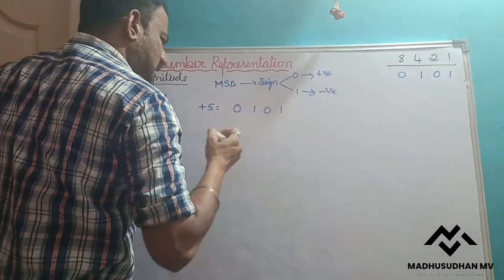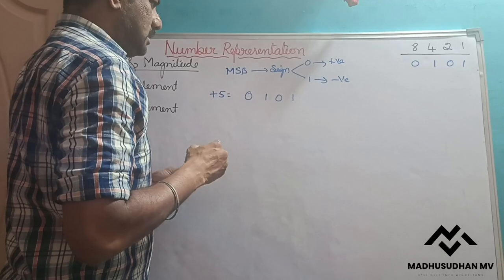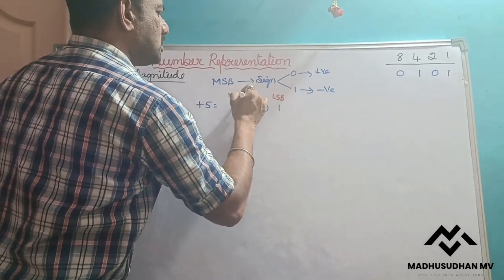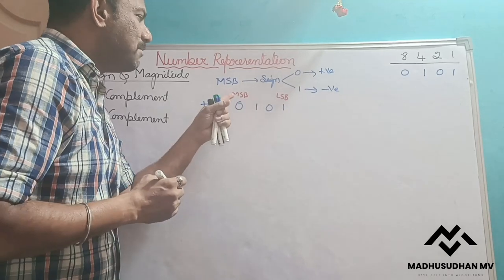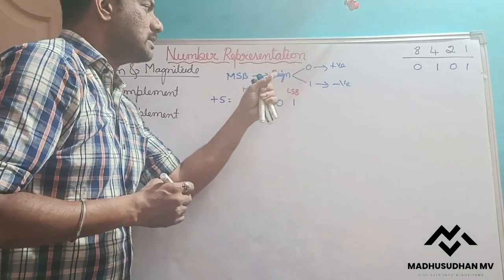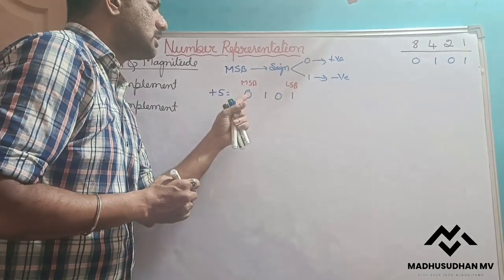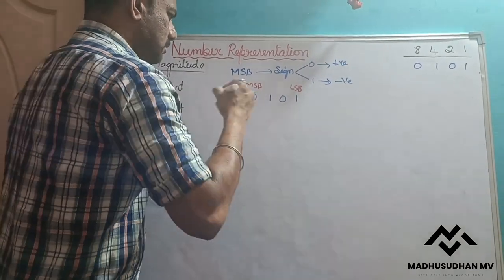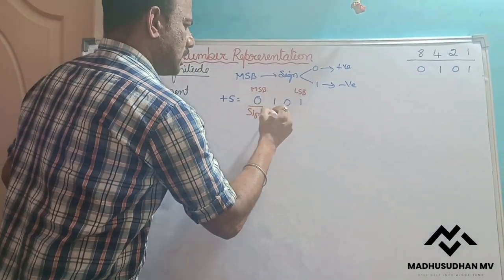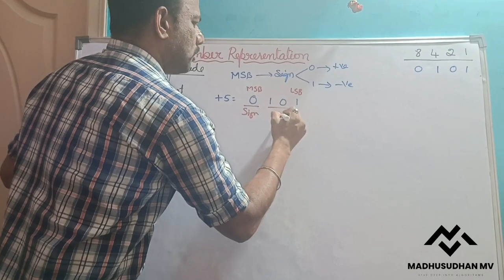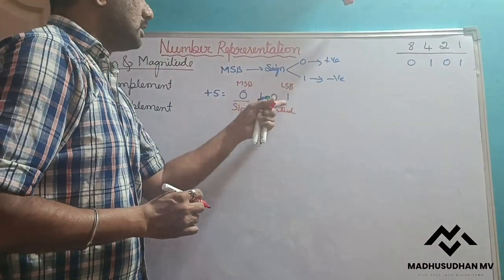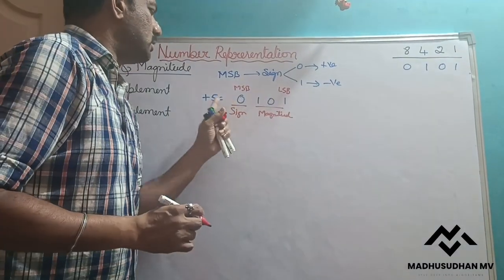Now this is my least significant bit, and this is my most significant bit. So the MSB always indicates the sign. If the sign bit is 0, it is positive. So this is the sign and this is the magnitude. Since it is 0, positive, and 1, 0, 1 is 5, this is plus 5.